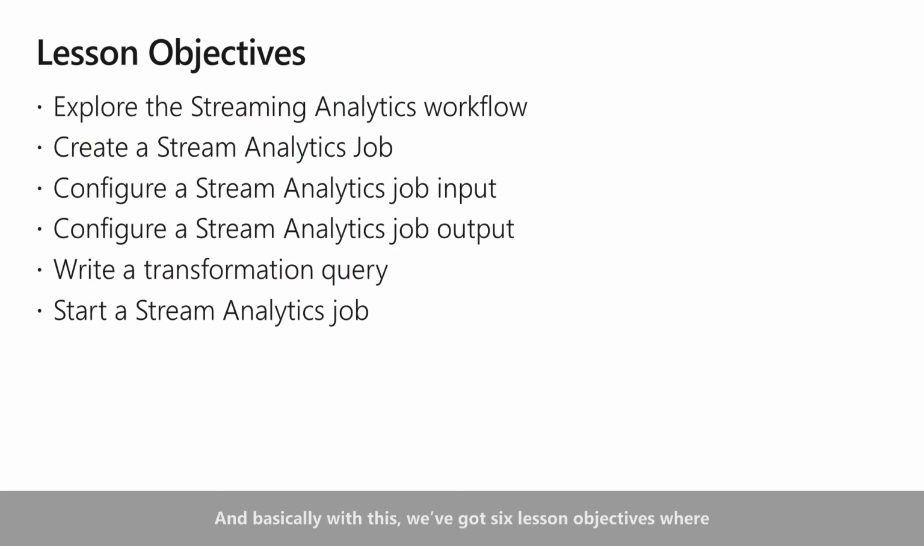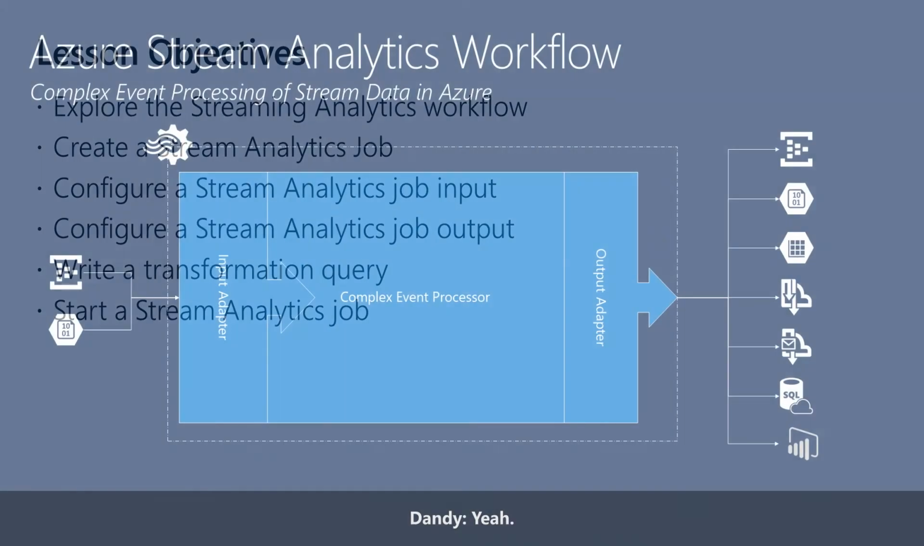Basically with this, we've got 6 lesson objectives where we talk about the Stream Analytics workflows, we create a Stream Analytics job, and we configure Stream Analytics job inputs and job outputs. So you've got an input of the data, you've got an output of the data. In the middle of that is your transformation query. And once you've done that, you can start the job.